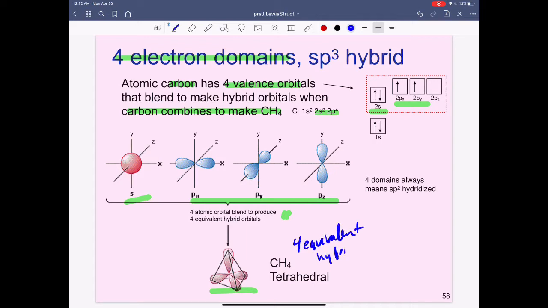hybrid orbitals that will be tetrahedrally arranged, equidistant from each other.